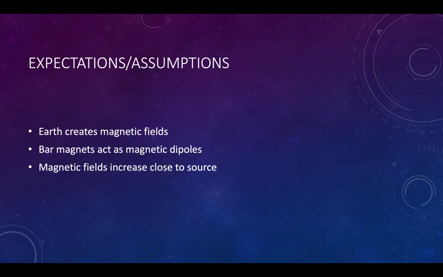So some expectations and assumptions were that the Earth creates magnetic fields, the bar magnets act as magnetic dipoles, and magnetic fields increase close to the source.